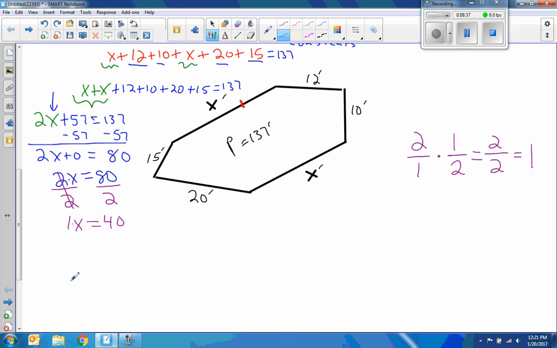1 times 5 is 5. 1 times 100 is 100. 1 times x is x. So my answer now is x equals 40. So this is 40 feet. And this side here, since they were parallel and equal, is also 40.